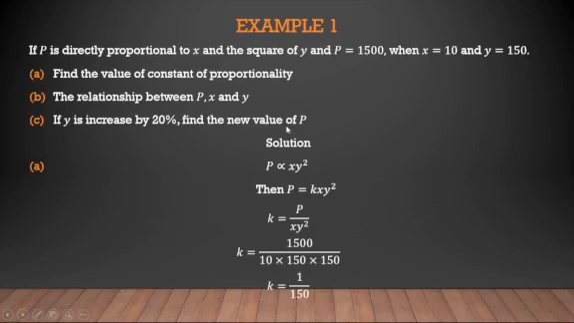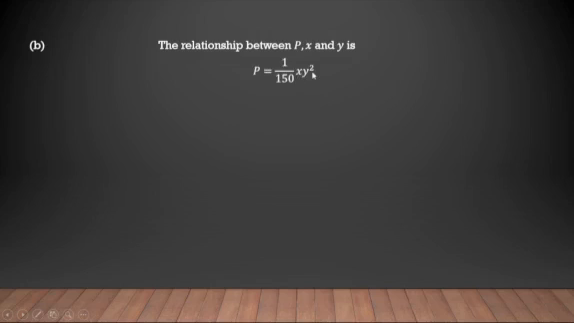All right. So you can use your calculator to find K, and K will simply give you 1 over 150. So let's get to the big part of the question now. The relationship between P, x and y is simply P is equal to 1 over 150 times x times y squared. So this is also explained in previous videos.